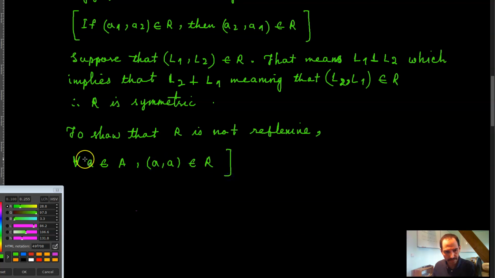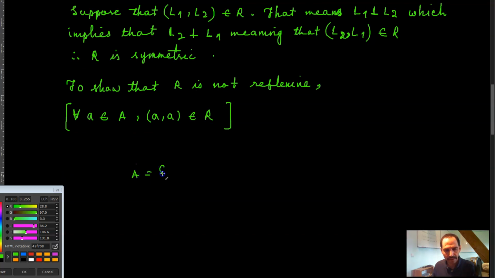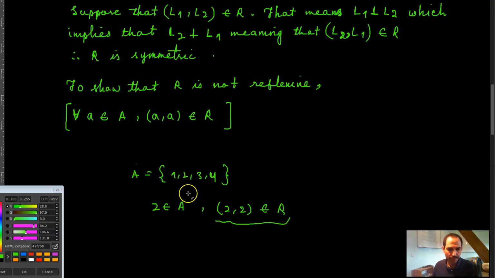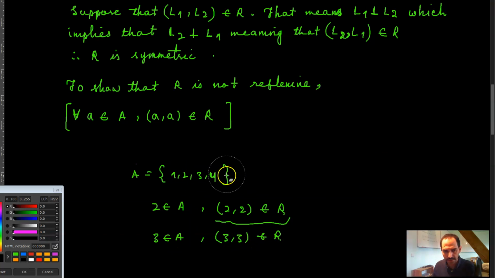Meaning that, for example, if you have some set A that contains 1, 2, 3, 4, you can see that 2 belongs to A, right? So if 2 belongs to A, then (2, 2) belongs to R, then that means that R is reflexive. Or for example, if 3 belongs to A, then (3, 3) belongs to R. That means that R is reflexive, and so on and so forth.